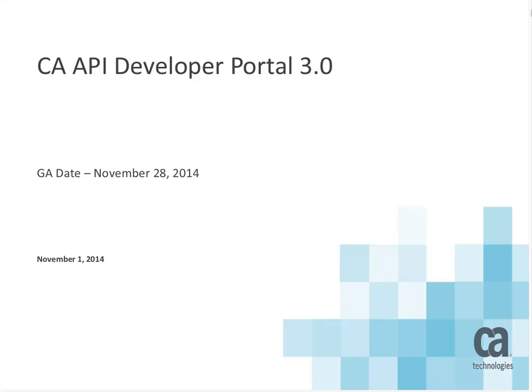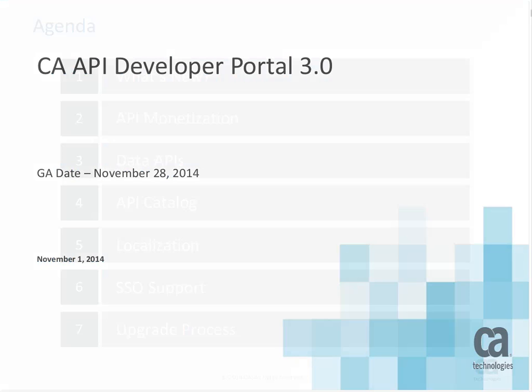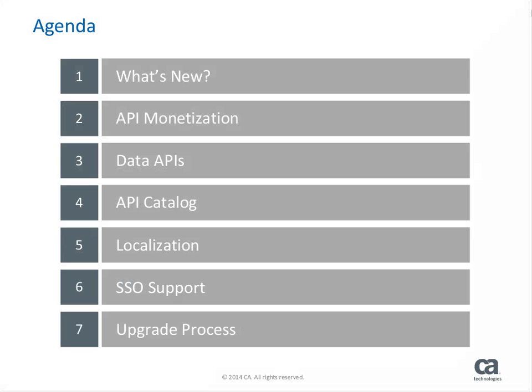So what's new in the Portal 3.0 release? We've got a few things I want to go through stepwise. 2 through 6 are all the new features or the major new features we're introducing. And then finally, I'll talk a little bit about the upgrade process and then give you guys some time to do some Q&A with me as well.